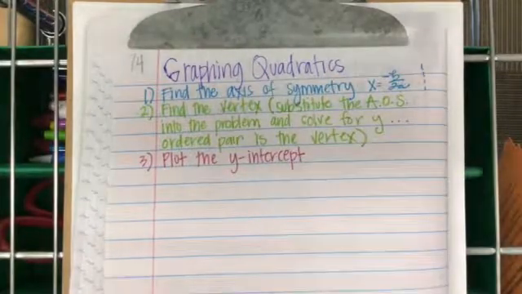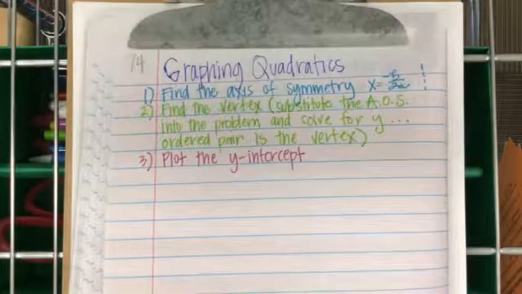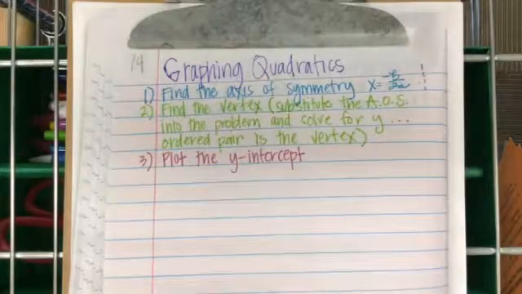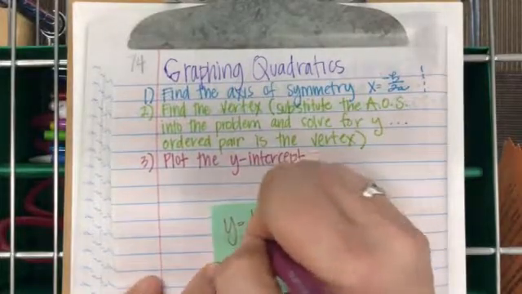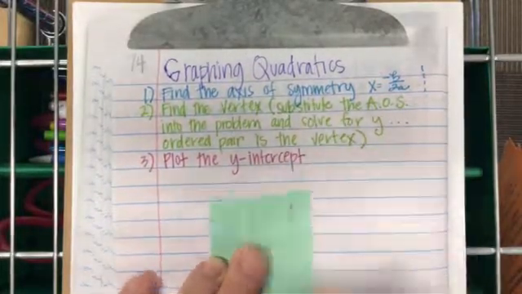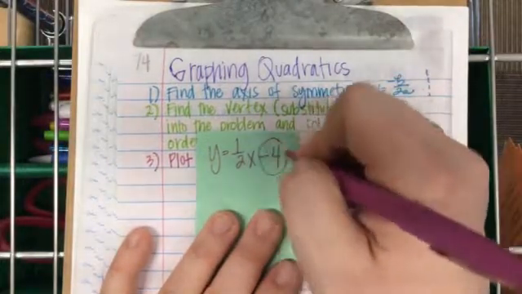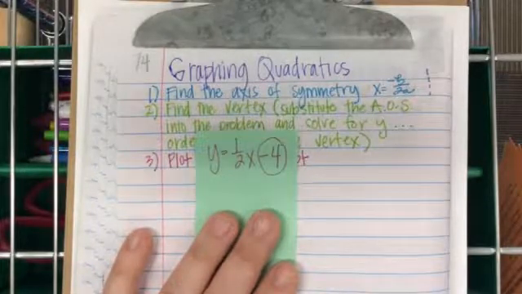You're going to plot the y-intercept. Remember when we were graphing linear equations, we always started at the y-intercept? If you had y equals 1/2 x minus 4, where would that graph start? At -4. That's our y-intercept. You'd go down 4 and put a dot, right?